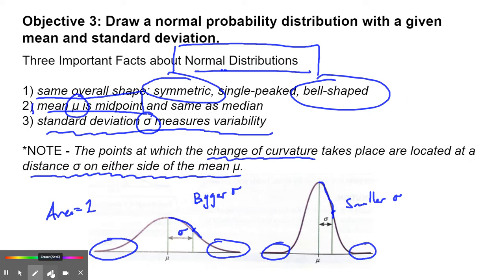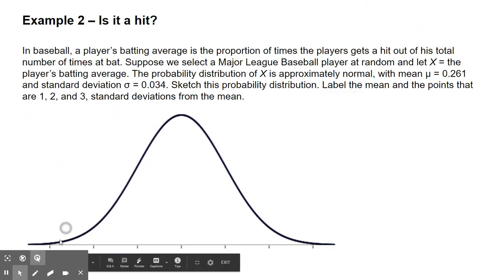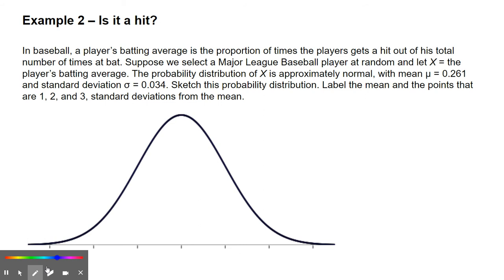Okay. Big, big, big deal. All right, here we go. So it says in baseball, a player's batting average is the proportion of times the player gets a hit out of his total number of times at bat. Suppose we select a Major League Baseball player at random and let X equal the player's batting average. The probability distribution of X is approximately normal, with mean mu equal to 0.261 and standard deviation sigma equal to 0.034. Sketch the probability distribution. Label the mean and the points that are 1, 2, and 3 standard deviations from the mean.